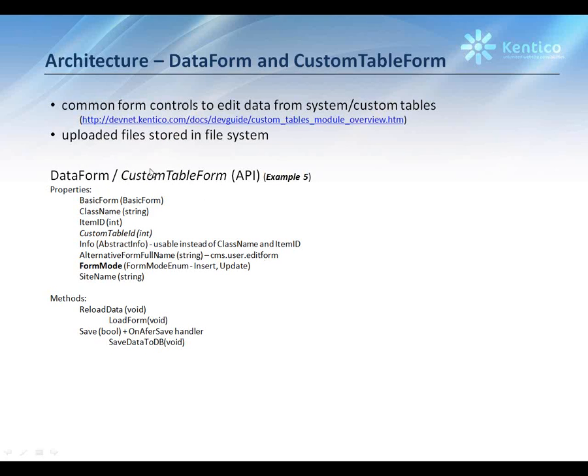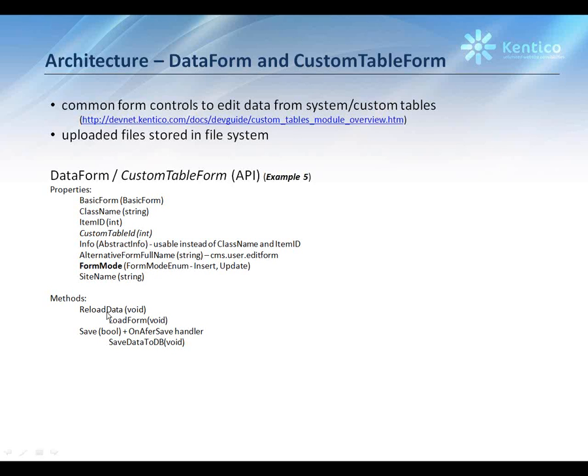These are pretty much similar and contain almost identical properties like the previous controls. For example, BasicForm, it holds the BasicForm class name, which is sort of like a form name previously, and item ID, which is some kind of property that reflects, for example, the node ID from the CMS form, etc. It also holds the form mode. It can be of type insert or update.